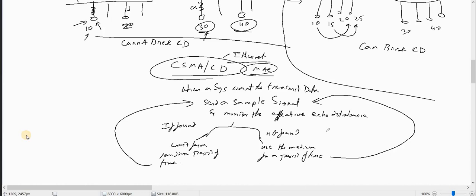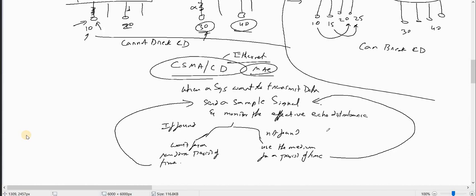Now, with CD, collision detection, what happens extra is that when I am transmitting the data, I also look for an echo disturbance. While transmitting, if I have an echo disturbance, I immediately, abruptly stop the transmission, wait for a random period of time and again send the data.